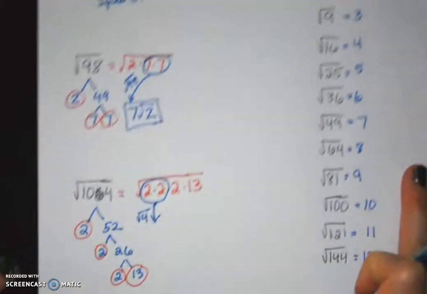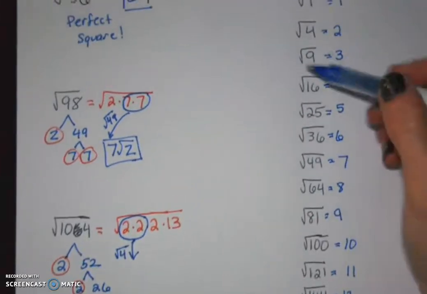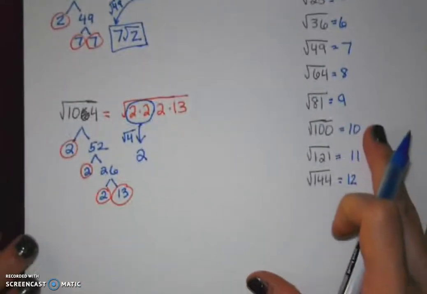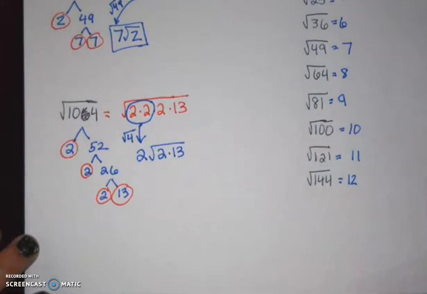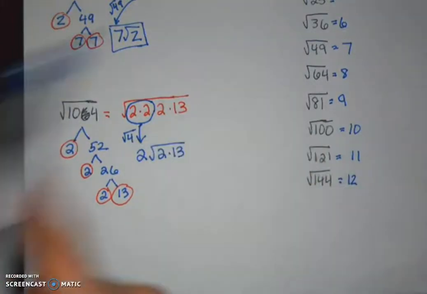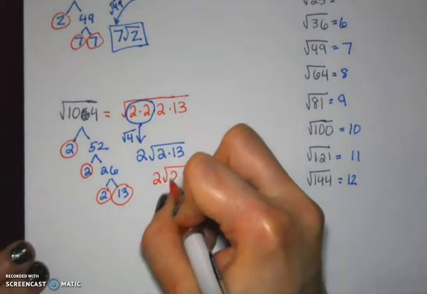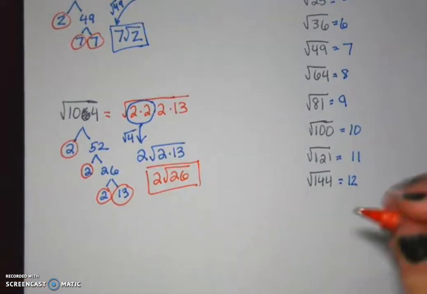And if we look at our list, we know that the square root of 4 is 2. So this becomes a 2. And then inside, I still have 2 times 13. But we're not done yet. I do want to multiply 2 and 13 together. And our final answer will be 2 square root of 26. And we can leave that like that.